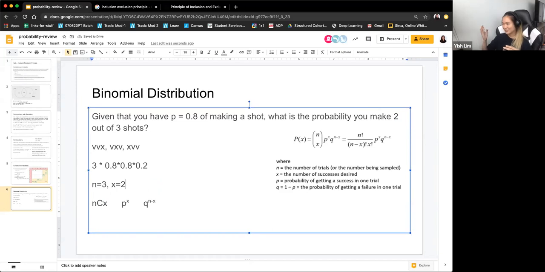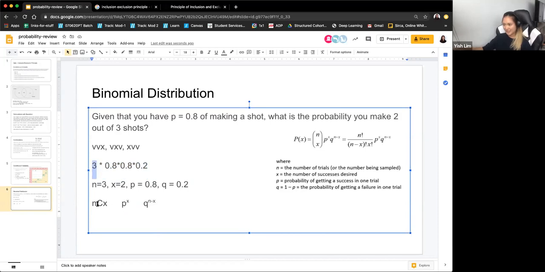Sometimes you'll see X, sometimes you'll see K. I personally prefer K because X is used for other variables, but it doesn't matter. P is equal to 0.8 because P is the probability of success. And Q, in other places, you won't see Q, you'll just see it as 1 minus P. But Q is 1 minus P, which is 0.2. And so if we take this equation and input these numbers, you can see that we're doing this exact calculation here.